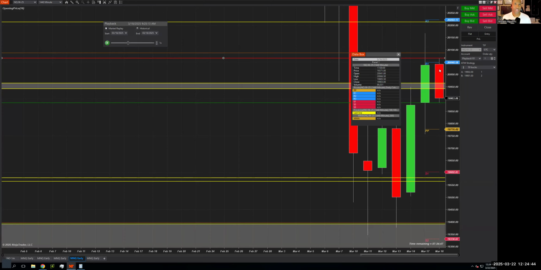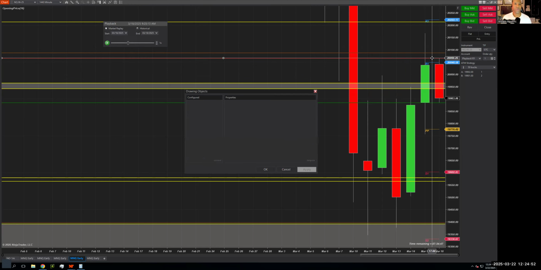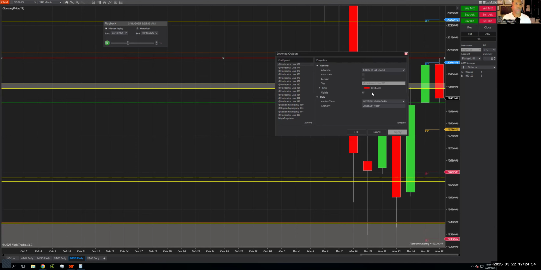All right, so the overnight high. You can hover over here and it will tell you the times and everything. So 6650, double click the red line. It'll pop this up. 20066.5. So put that 0.5 there.